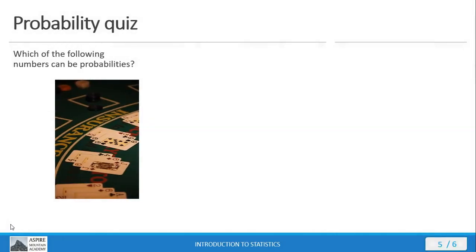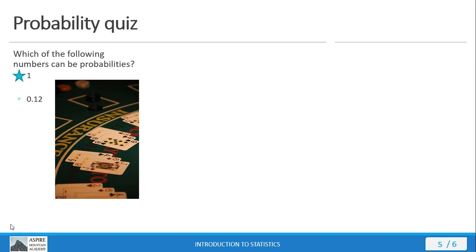Let's test what we just learned about probability. Which of the following numbers can be probabilities? First up, we have the number 1. Can this number be a probability? Yes, 1 can be a probability. And if you have a probability of 1, that means your event is certain. It's going to happen.